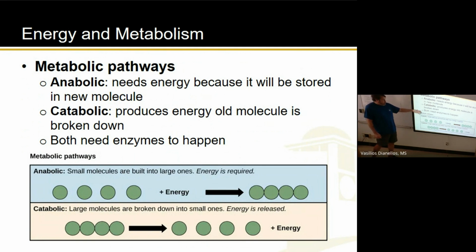Both of them require enzymes to happen. We're going to talk a lot about enzymes in this chapter. So for now, are there any questions about this before we come back to it?